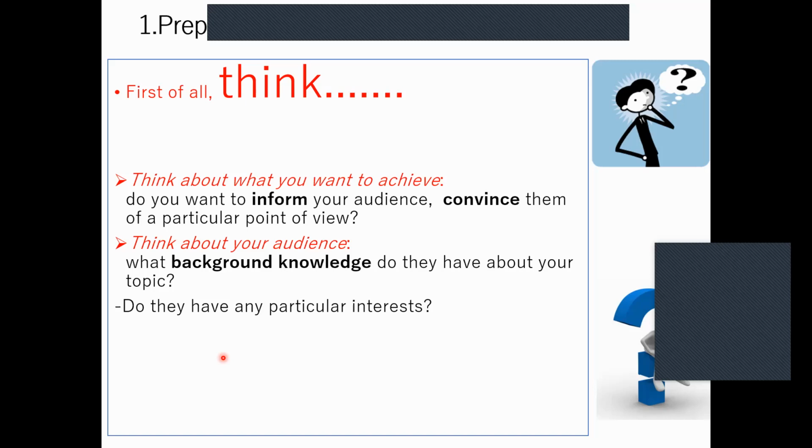So the first thing for preparing your effective presentation is that you have to think properly about what you want to achieve, what you want to do with your presentation. And do they have any particular interest? It means that the people who are listening to you, do they want to buy your technology? Do they want to get your technology? Based on that, you have to prepare.